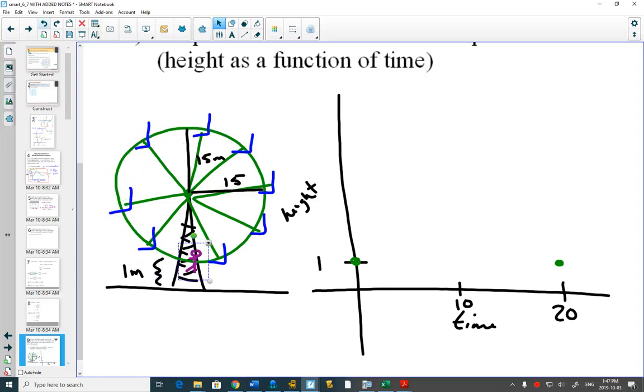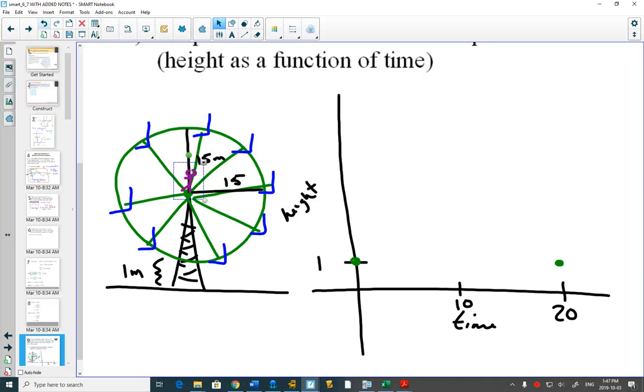10 seconds, you'd be where? Right there at the top. Scariest spot. So high up. Okay? What is that top? How high above the ground are you on this Ferris wheel?